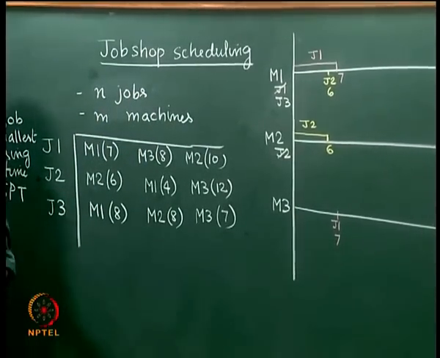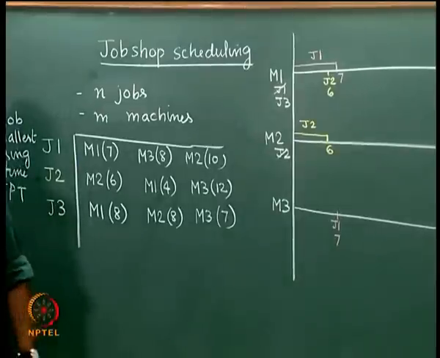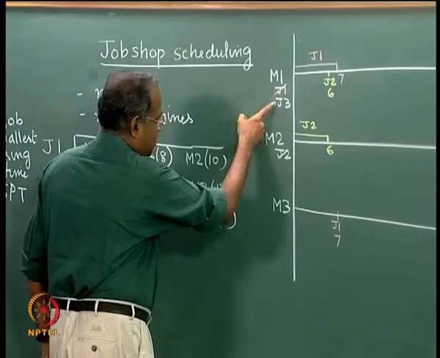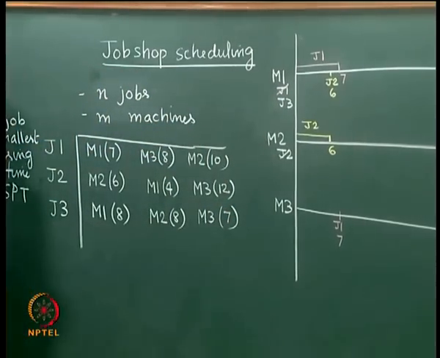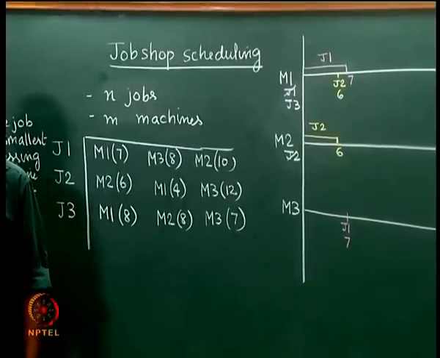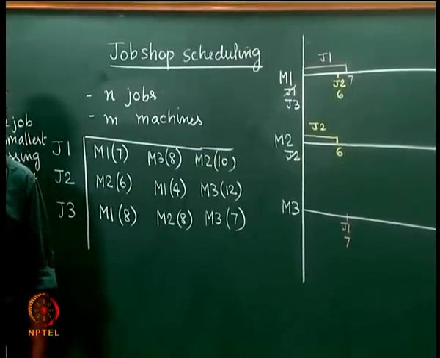Now, we have to look at 2 issues at this point. In this particular example, we had 2 jobs waiting, J1 and J3, and we decided to choose one amongst the jobs waiting based on shortest processing time.